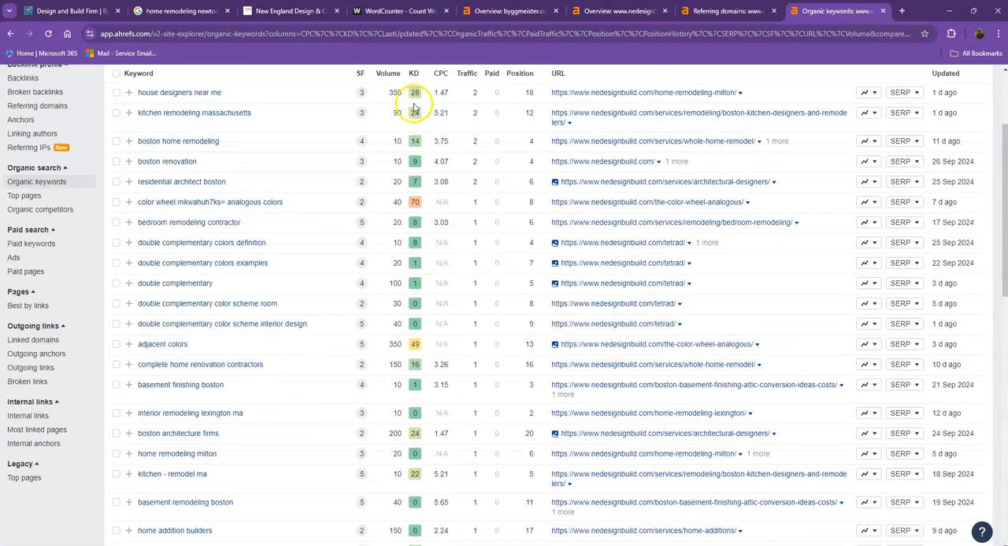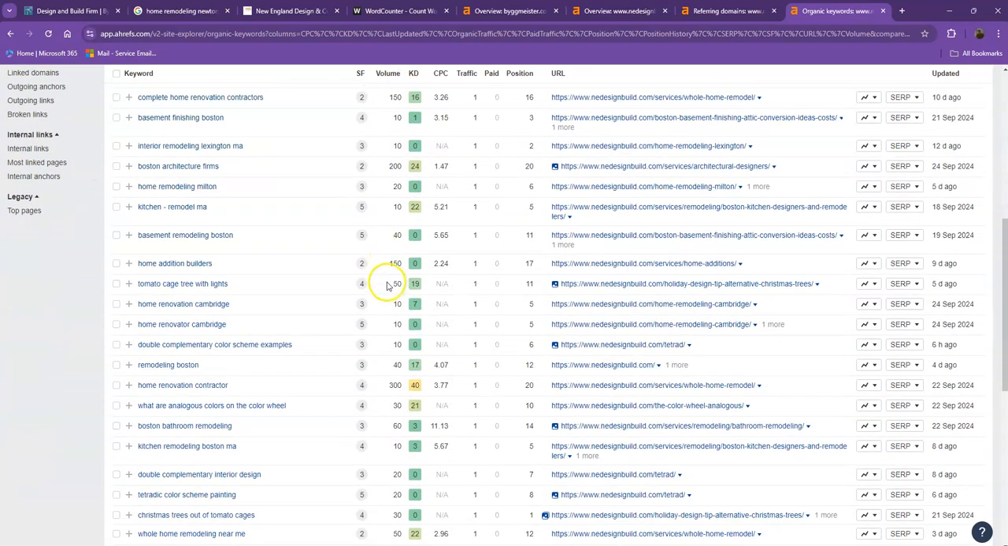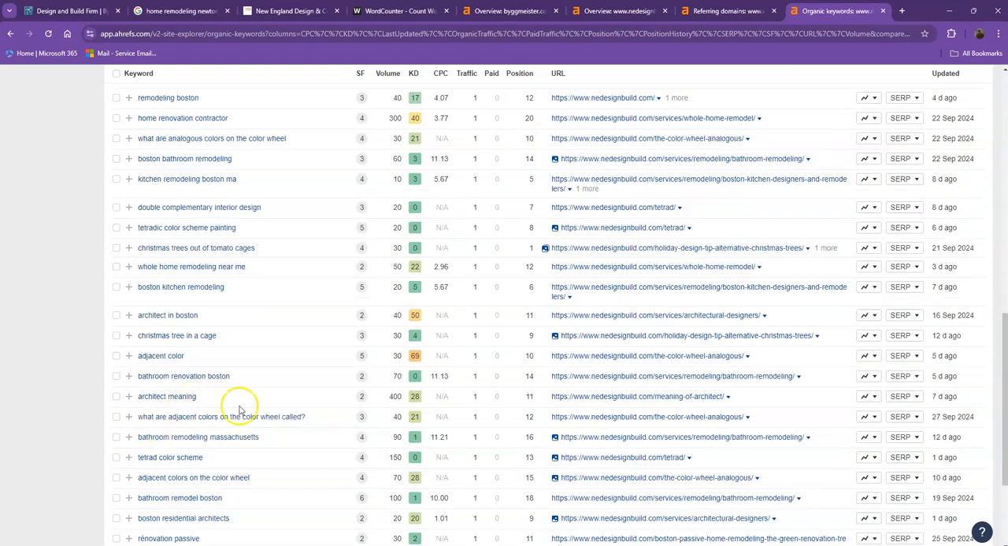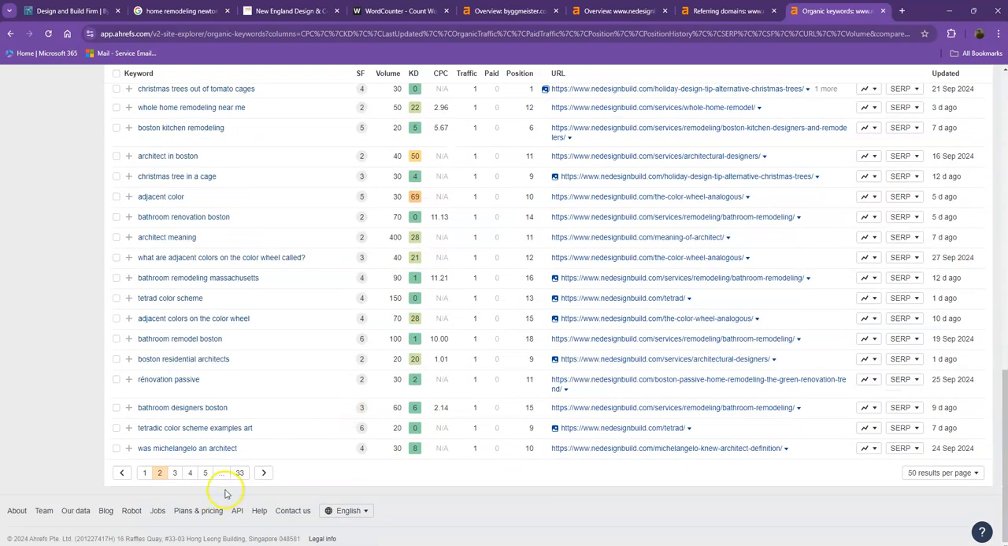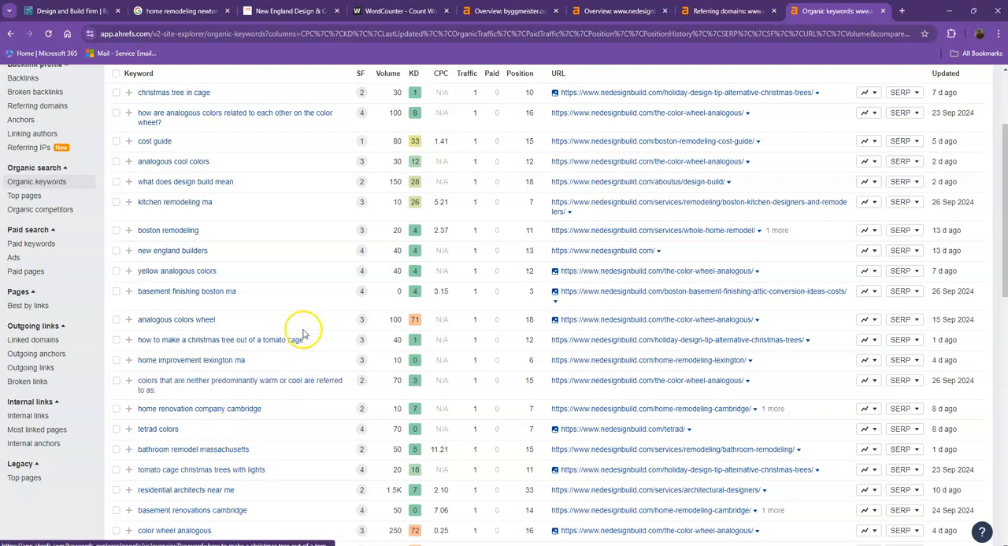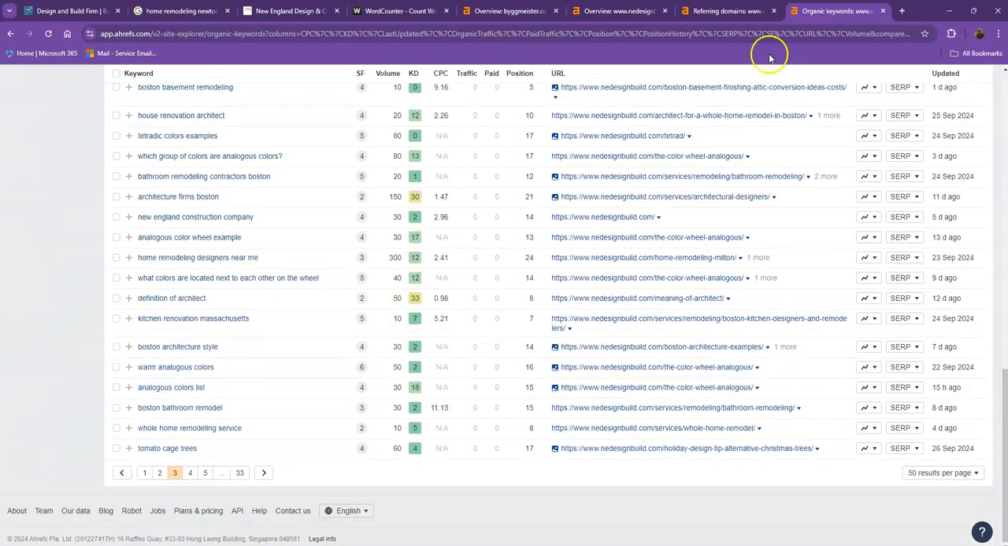And if you also look at the numbers under volume, these are the total number of people that search for these specific keywords on Google every month. So that's how important choosing the right keyword is. That way more customers will be able to find your website quicker and easier.